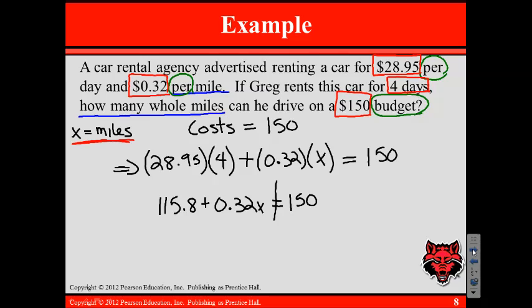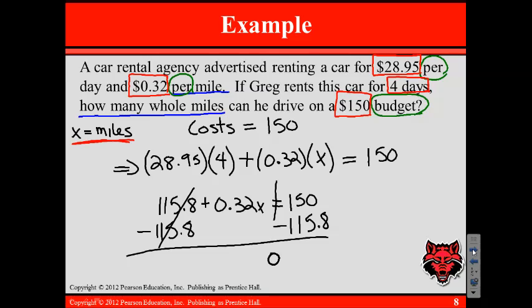So let's draw the vertical bar through the equal sign and isolate x. So we start by subtracting 115.8 from both sides of the equation. We do that so that the opposite 115.8 will cancel. So on the left-hand side, we're left with 0.32x, and that equals 34.2. Now, because we are multiplying x by 0.32, we need to divide at this point. So we divide by 0.32 on both sides.